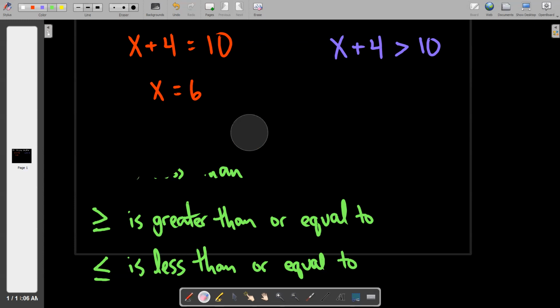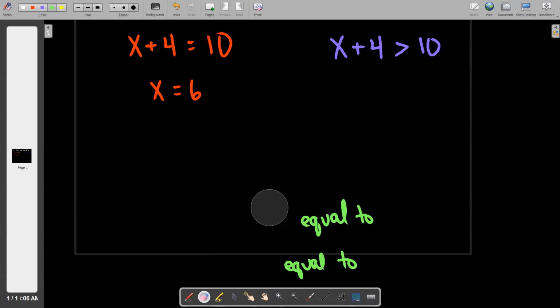up at the top right corner there, and we're going to attack this just like we would attack an equation. And so mechanically, we know how to do this. Our objective is to still get x by itself, and to get x by itself, what are we going to do? We're going to subtract 4.